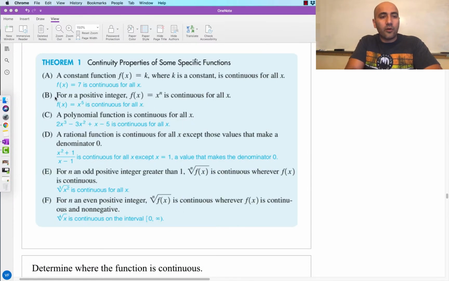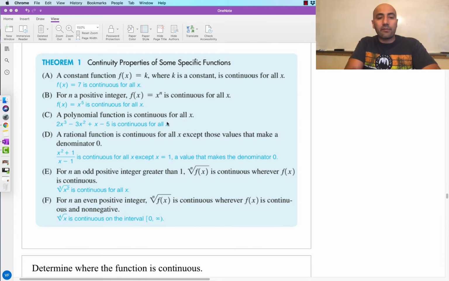So back to this guy. Part B says that if we have a function of this form, x to the power of n, where n is a positive integer, then we can be guaranteed that f of x is going to be continuous for all real numbers x. Next, we know that a polynomial function is continuous for all x.